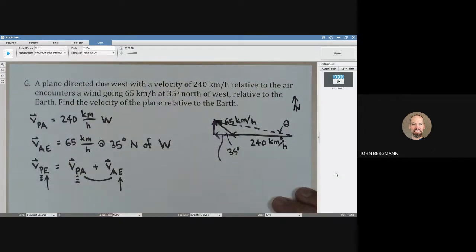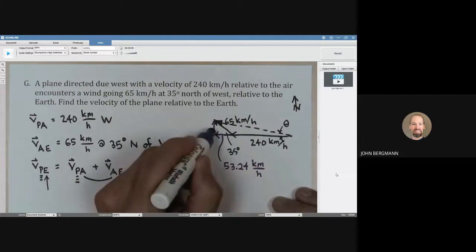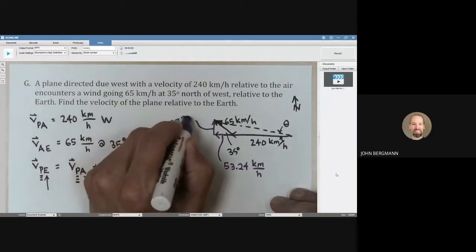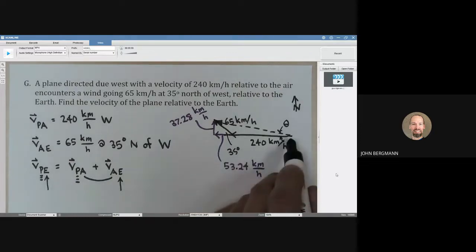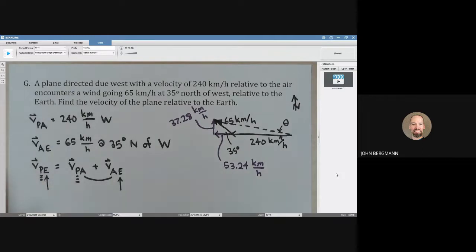I got that the westerly component is 53.24 kilometers per hour. I like to leave a few extra sig figs whenever I'm doing these, what I call intermediate calculations. The northerly component is 37.28 kilometers per hour. And then to add these vectors, 240 west plus 53.24 to the west, which gives us a total of 293.24. So basically we end up with 293.24 to the west, and then all by itself 37.28 to the north. And then we need to Pythagorize those and use the inverse tangent function on our calculator.